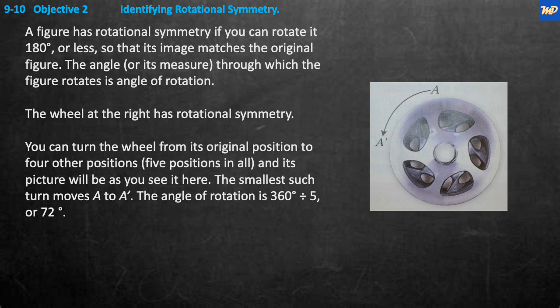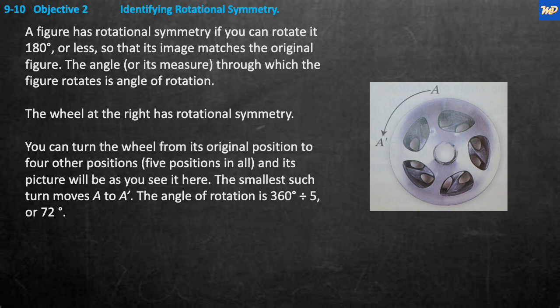The wheel at the right has rotational symmetry. You can turn the wheel from its original position to 4 other positions, 5 positions in total. You just count them, 5 of them. And its picture will be the same as you see here. If you rotate this 1/5 of a circle around, you're going to find out that it looks exactly the same as when you started.